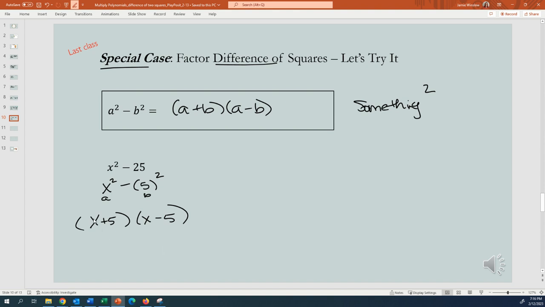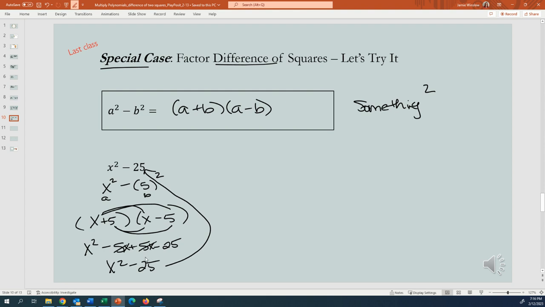And you can always check your work. Look, we can multiply this out, right? x times x is x squared. x times negative 5, 5 times x, and 5 times negative 5. Ooh, these are x's, sorry. And then look, we're going to combine like terms. These cancel, and we get right back to where we came from. The beauty of mathematics.